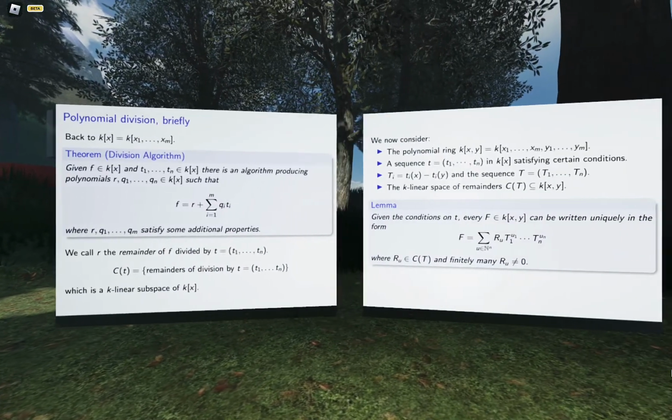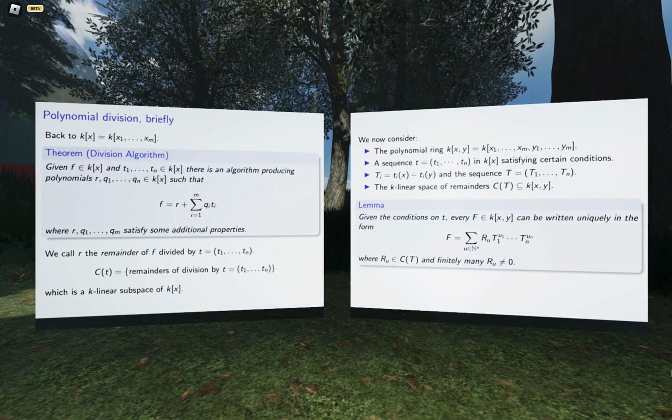In order to make this definition, we need to recall some concepts related to polynomial division. So we'll go back to our multivariate polynomial ring. And in this polynomial ring, we have a division algorithm. So what that says is, given a polynomial f in this ring and a sequence of polynomials t1 through tn, then we have an algorithm which produces polynomials r and q1 through qn, which satisfy the following equation, along with some other additional defining properties.